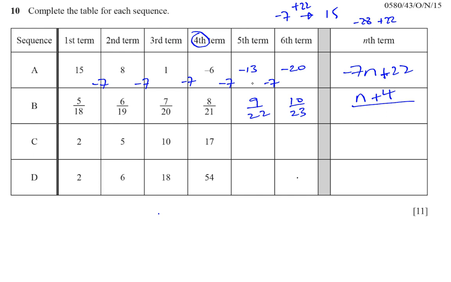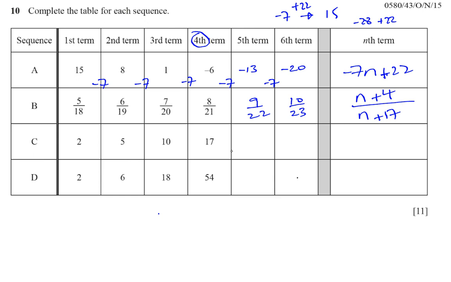So it's going to start from 5 and go up by 1 each time. And similarly for the denominator, it's going up by 1 each time, so it's 1 times n, which is n. And you see that the first term has to be 18. So you have to add 17 to this to give you 18. So you have n plus 4 over n plus 17.